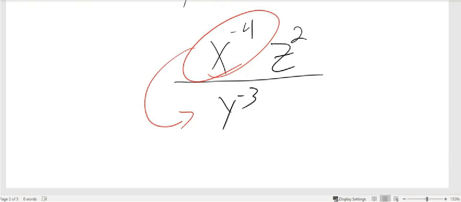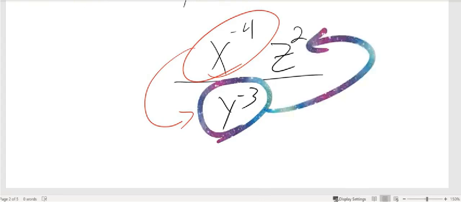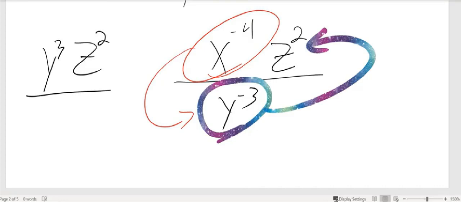Now that y to the negative 3, I'm going to take that and move it to the top, and I'm going to change that to a positive 3. Now that z will not change because there's no negative. So that means I'm going to write a y to the positive 3 on top, and I'm going to write an x to the positive 4 on bottom.